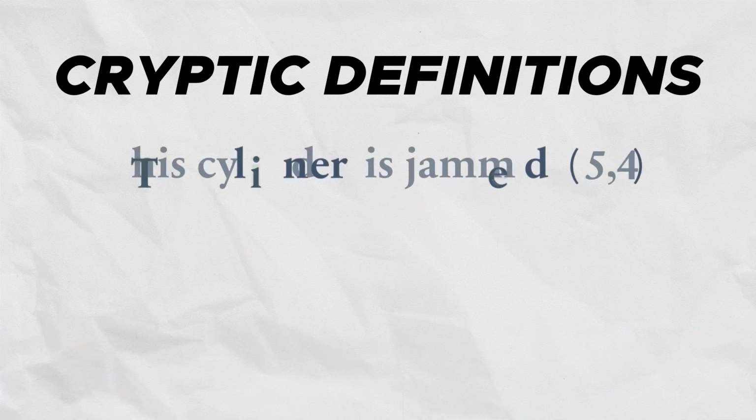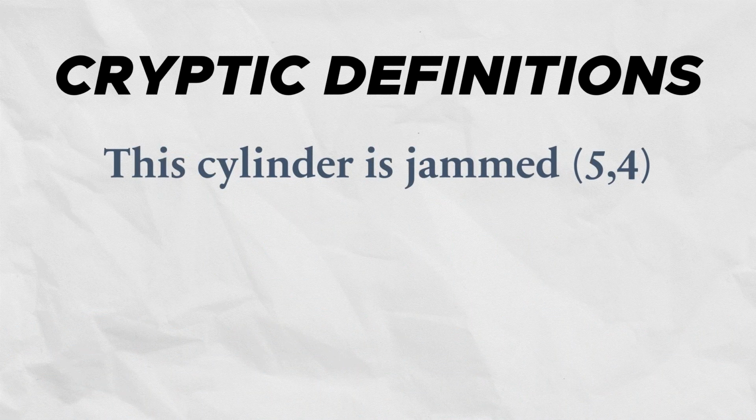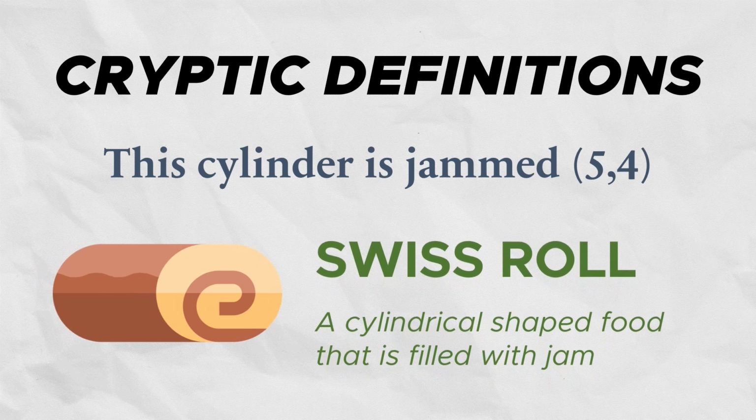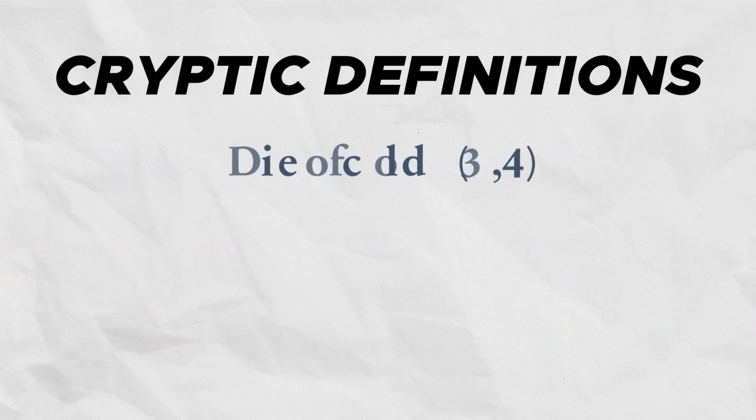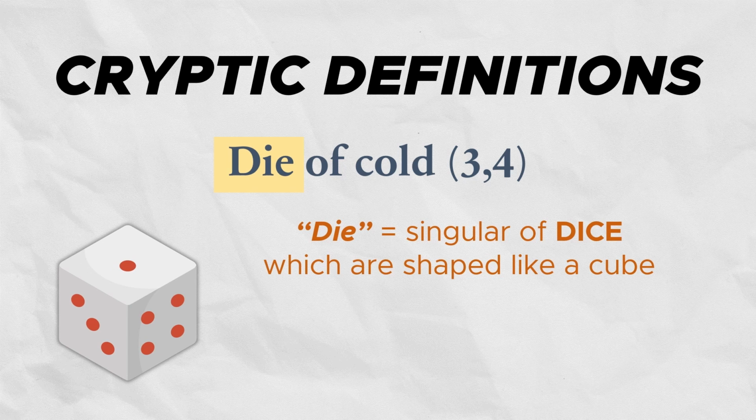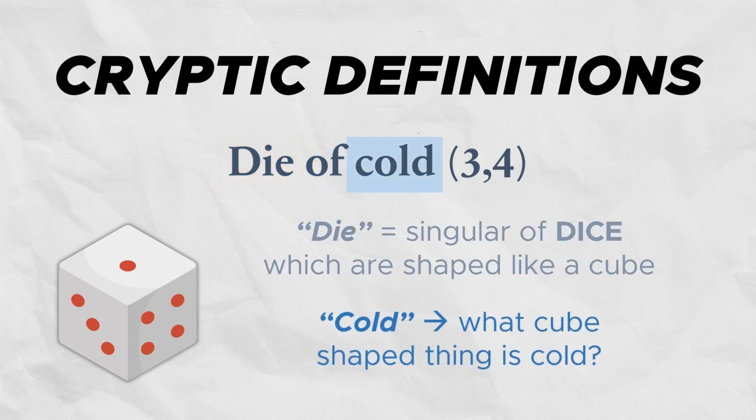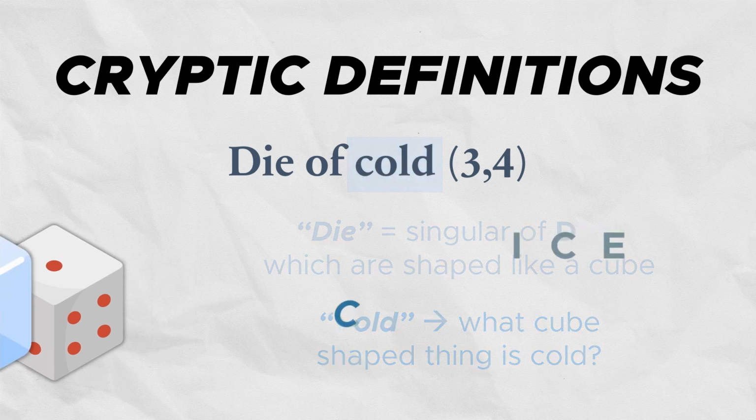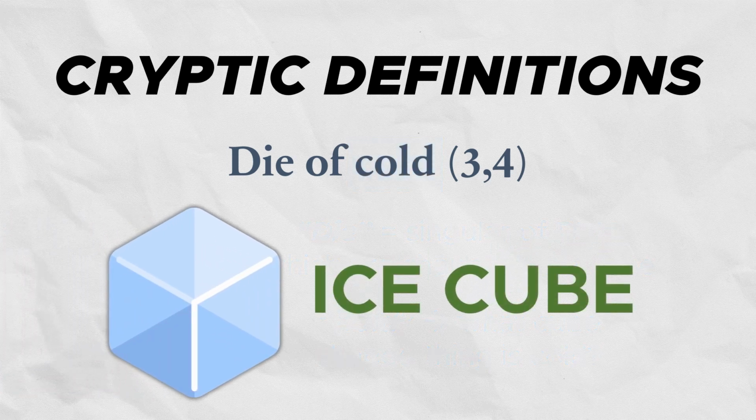Here are a couple more short fun ones for you to guess. This cylinder is jammed, 5 and 4 letters. Pause now to work it out. So the answer is Swiss roll, which is a cylindrical shaped food that is filled with jam. Die of cold, 3 and 4 letters. Pause now to work it out. So die could be interpreted as the singular form of dice, which is shaped like a cube. So what's cold and cube shaped? An ice cube, of course.